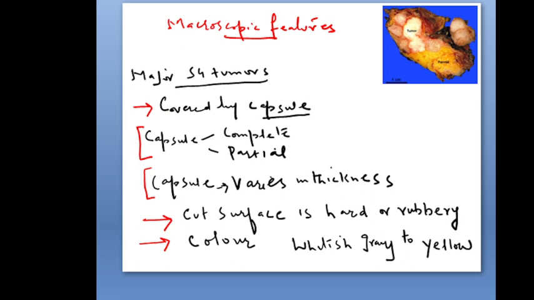Macroscopic features of pleomorphic adenoma are that it is covered by capsule. This capsule can be complete or partial. The capsule varies in thickness in different areas. The cut surface of pleomorphic adenoma is hard, rubbery, and the color is whitish gray or yellow.